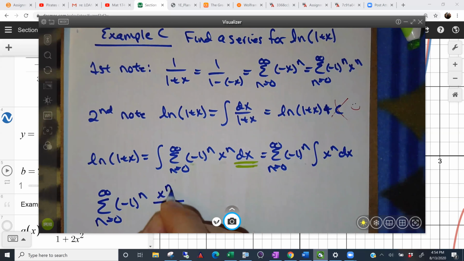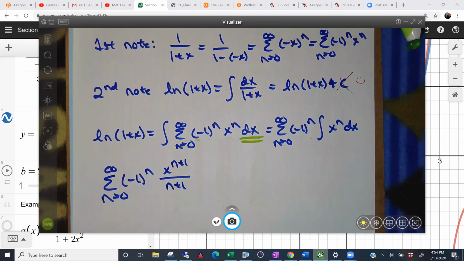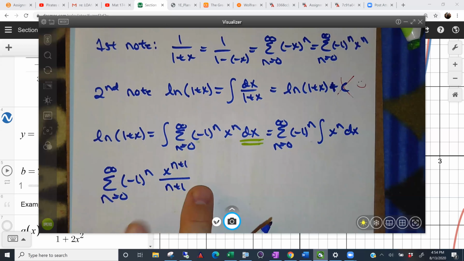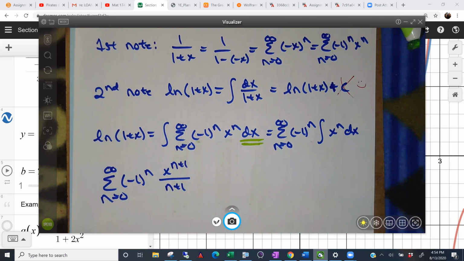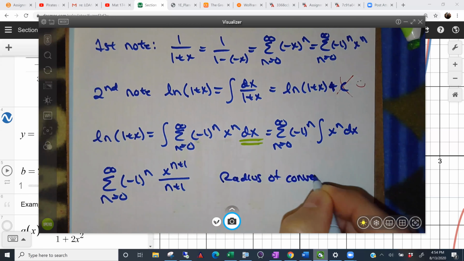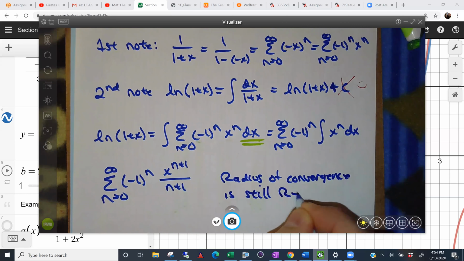Got it? Again, we're not going to worry about that constant because that constant is going to turn into a 0. Because the log of 1 plus 0 is going to be 0. So my constant has to be 0. So yay, there's my answer. Now, a neat thing about integrating is that the radius of convergence is still going to be the same. So the radius of convergence is still r equals 1.